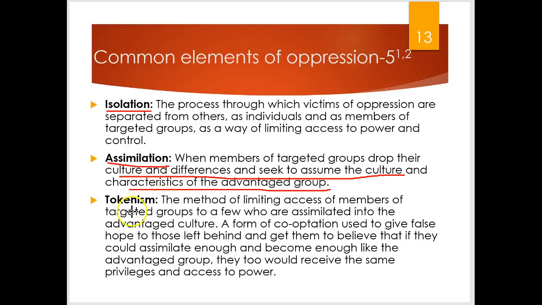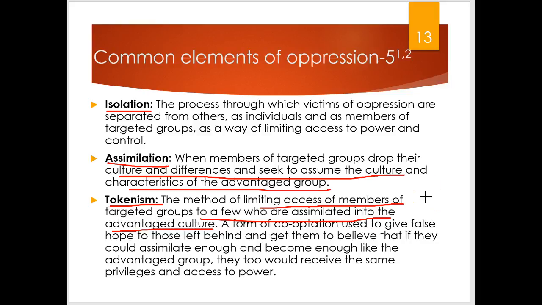Okay. And then finally, another common element of oppression is what we refer to as tokenism. Basically, we limit access of members of the oppressed or the targeted group to the few who are assimilated into the advantaged culture. Okay? Tokenism is often used to describe what happens when we put a single person of color, for example, on an all-white board, or we put a single gay and lesbian person in an otherwise all heterosexual setting. We say that they have been tokenized. They are our token person of color, our token LGBT person.